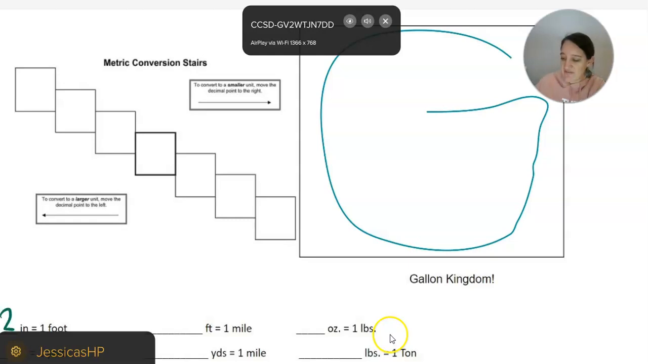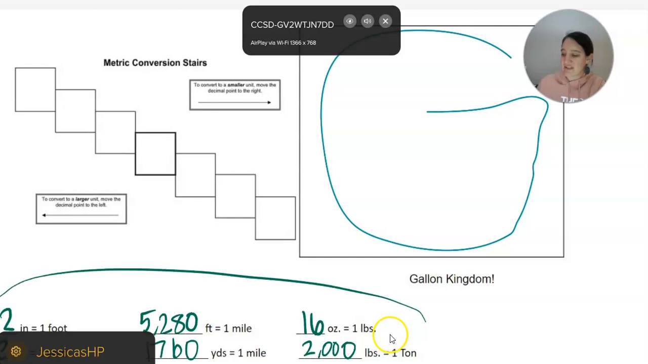So there are 12 inches in a foot, 3 feet in a yard, 36 inches in a yard, 5,280 feet in a mile. Let's Siri that. Just a second. How many yards are in a mile? 1 mile is 1,760 yards. Okay. 16 ounces in a pound and 2,000 pounds in a ton. So these are all the numbers we use in America for distances, and this is what we use for weight.